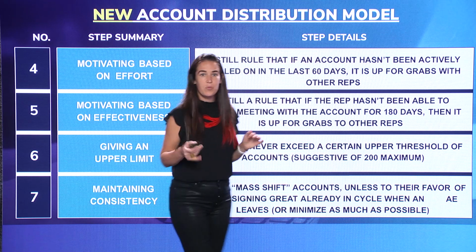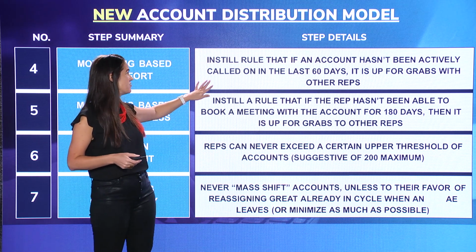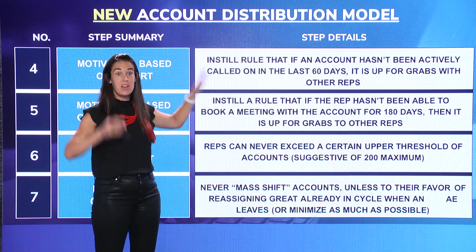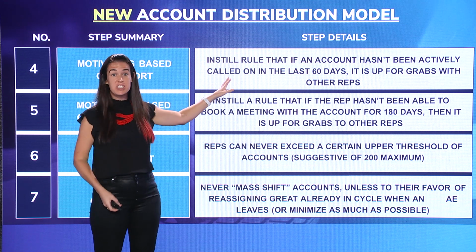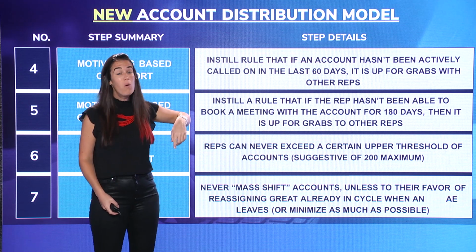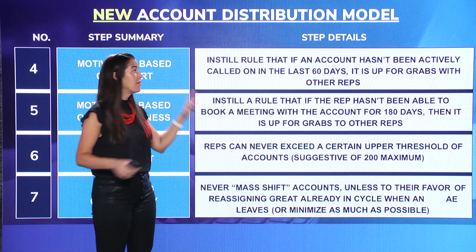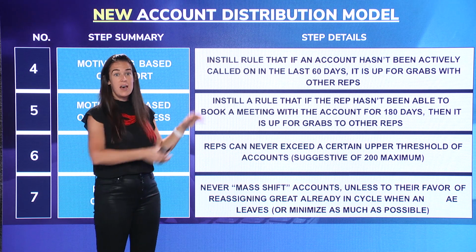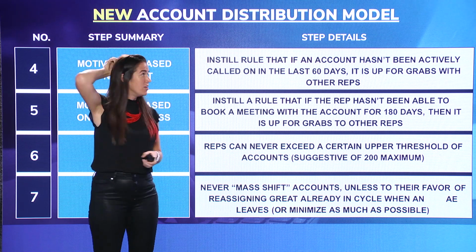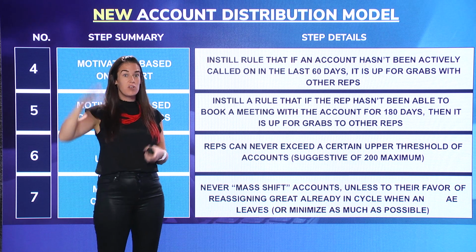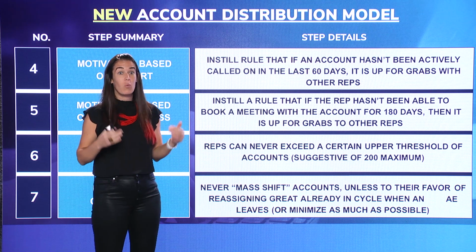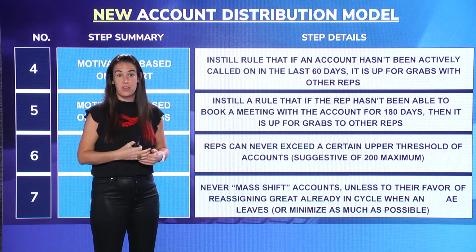I would instill the rule that if an account hasn't been actively called on in the last 60 days, it is up for grabs for any rep. Now, you can change this number. If anyone out there thinks 60 days is too long, hike it down. Or if you're saying that's too aggressive, hike it up. But I would instill some type of rule like, hey, I'm not going to take this account away from you proactively if you don't work it, and you aren't sending calls and emails over, et cetera, and really trying to till this ground. However, after that point it becomes available for other reps to take.